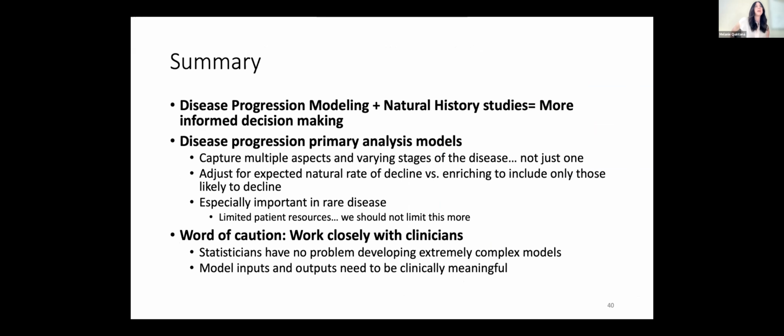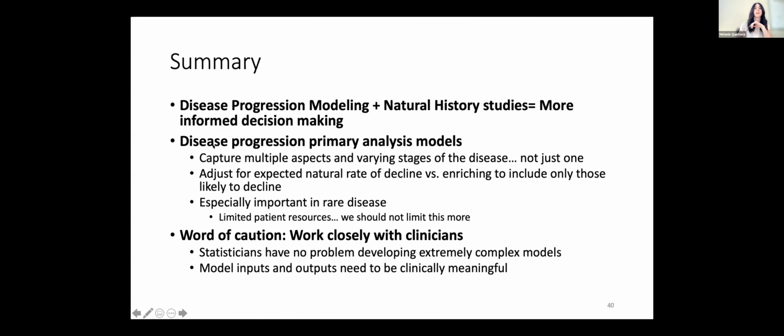So I think I'll stop here, and just in summary, the main points that I hope you'll take with you, not just for GNE myopathy, but for other rare diseases and other progressive diseases, is that understanding disease progression, in terms of whatever sort of modeling you might do, together with natural history studies, is really invaluable. This allows more informed decision making, and this allows us to design clinical trials that can be as efficient as possible and can enroll a broad patient population.